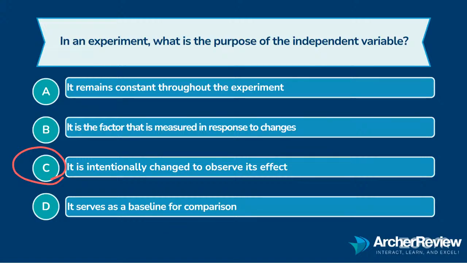D, it serves as a baseline for comparison. Remember, the baseline for comparison is actually the control group. If we stick with the migraine example, we would have two groups of migraine sufferers. One group would receive the new migraine medication, and the other group would either receive no medication at all, or they would receive a placebo. Remember, a placebo is like a fake pill, a sugar pill, so that psychological expectations don't influence the results.